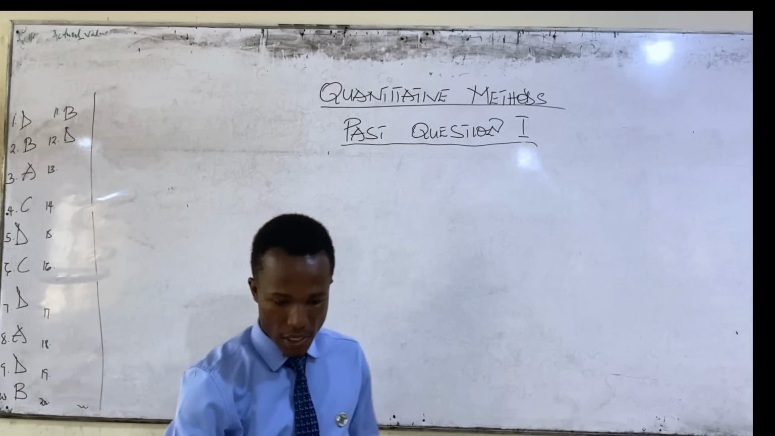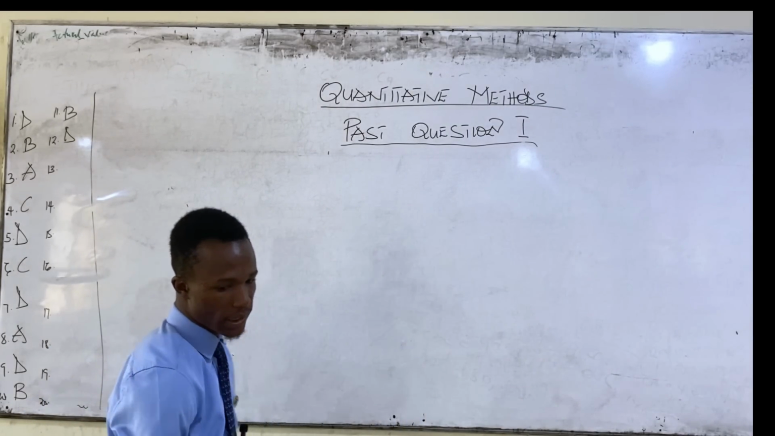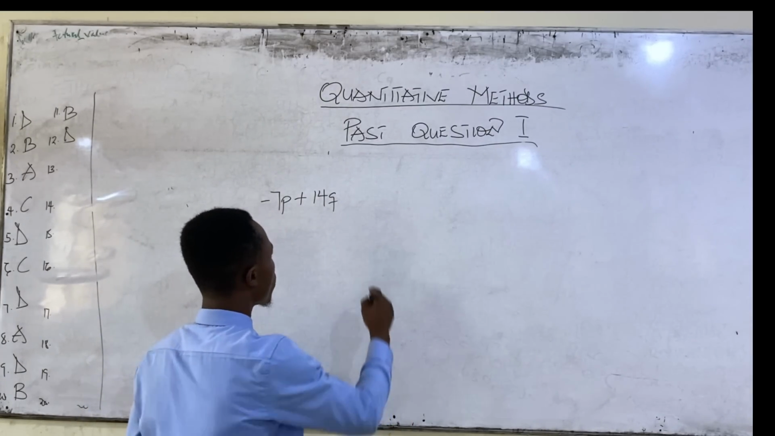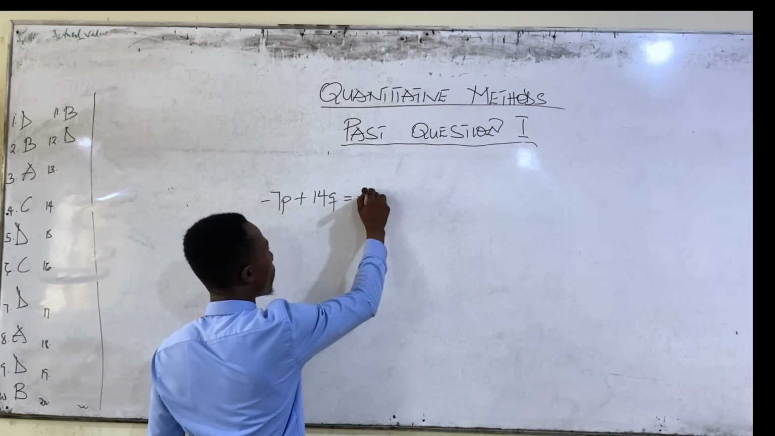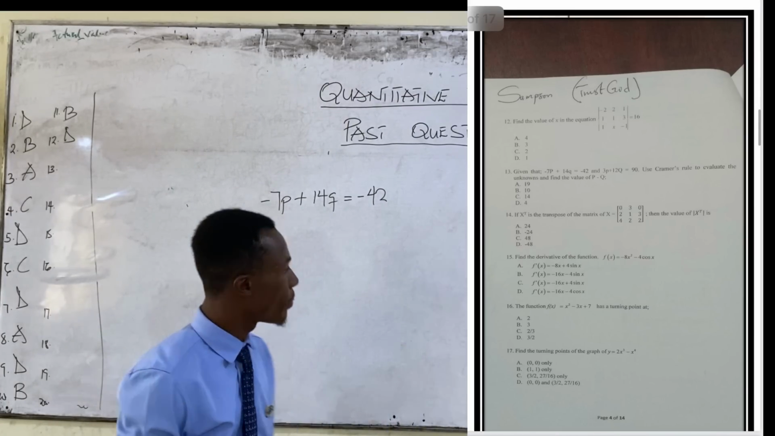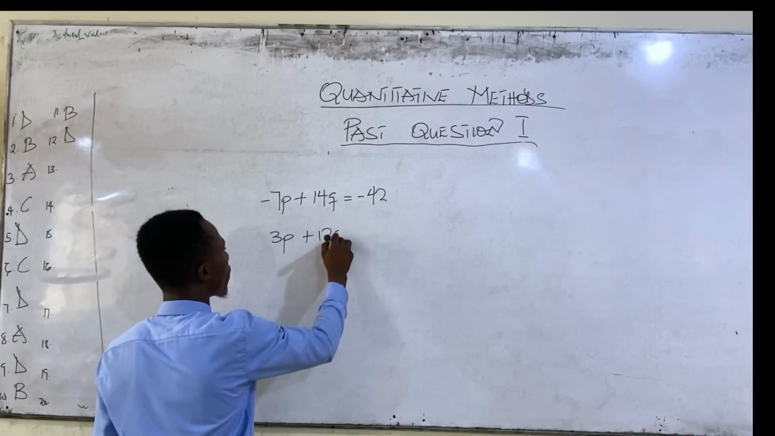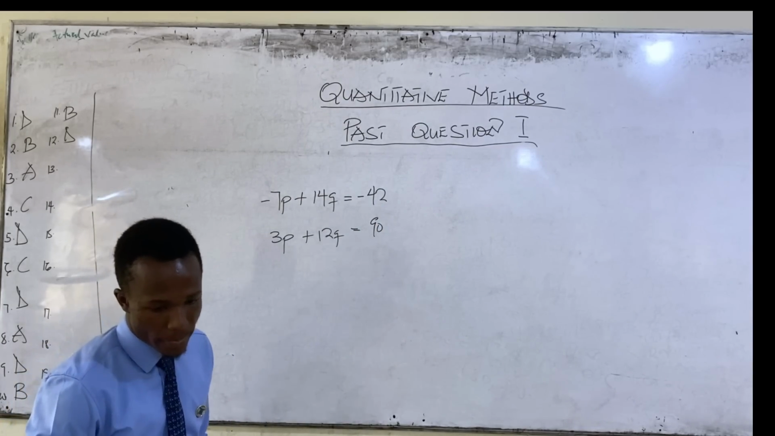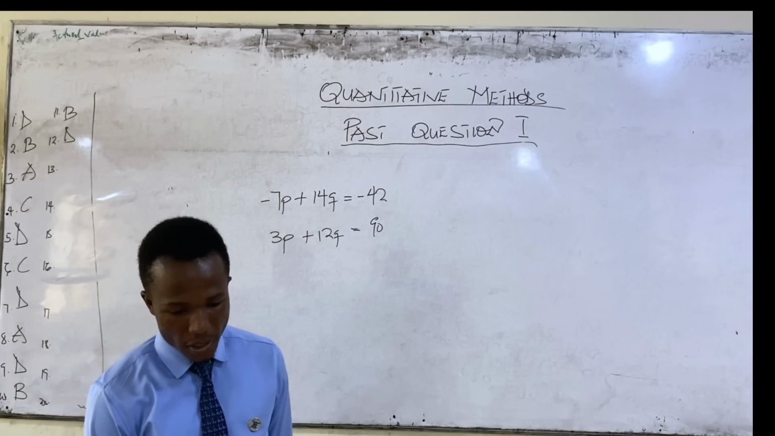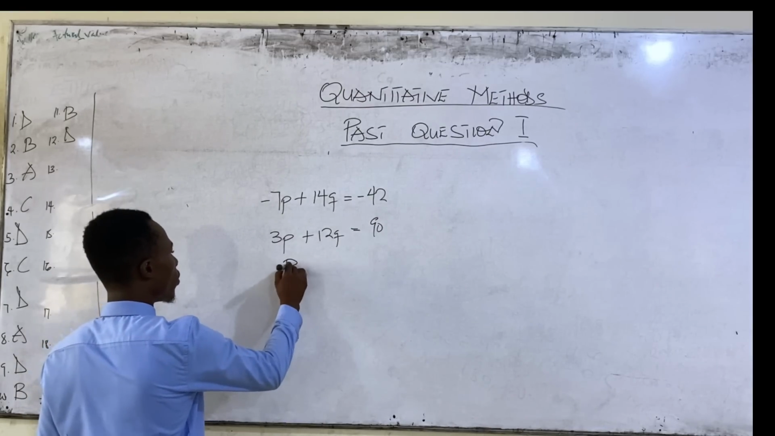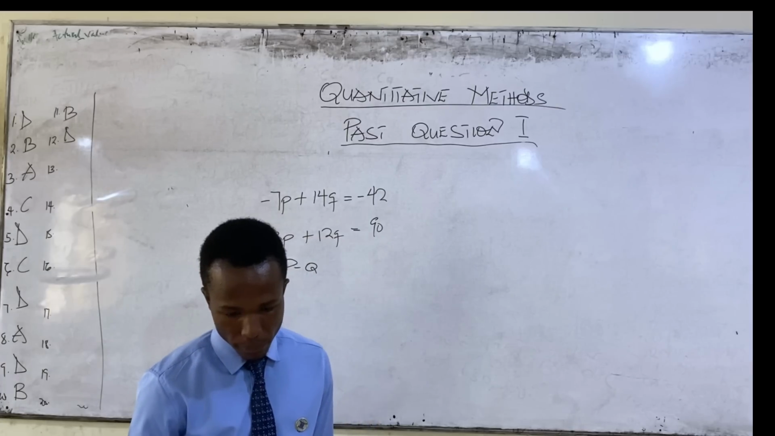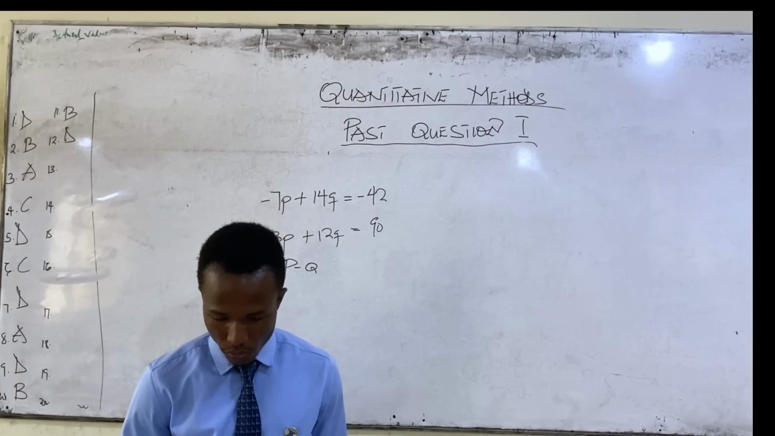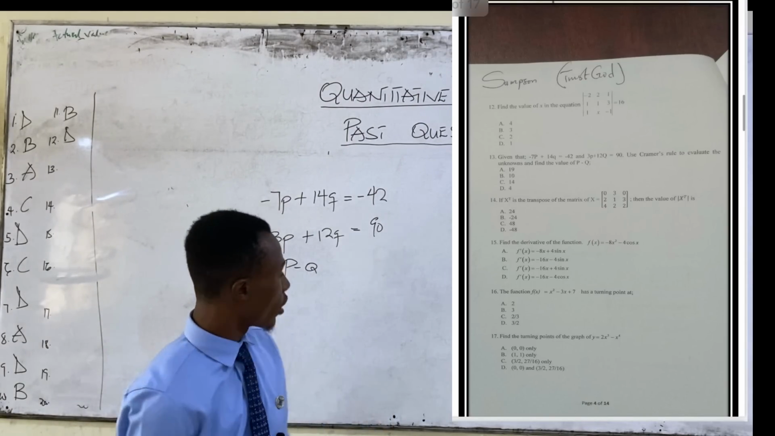So for question 13, given that minus 7p plus 14q equal to minus 42, and 3p plus 12q is equal to 90. The question is saying we should use Cramer's rule to evaluate the unknowns and find the value of p minus q. So the question is asking us to use Cramer's rule. This is just a simultaneous equation involving two variables.